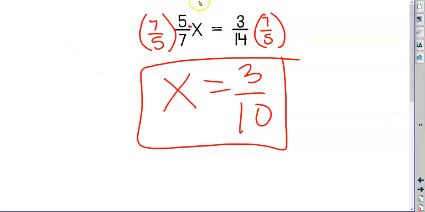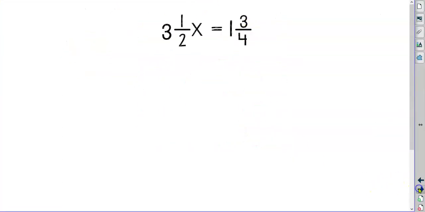Now this time, let's try it using the graphing calculator. 3 1/2 x equals 1 3/4. So you cannot do any multiplying or dividing if you have a mixed number. So this one needs to be converted to improper form. So this one here is going to be 3 times 2 makes 6. 6 plus 1 is 7. And the same is true for the fraction that is the solution. 4 times 1 is 4. 4 plus 3 is 7.